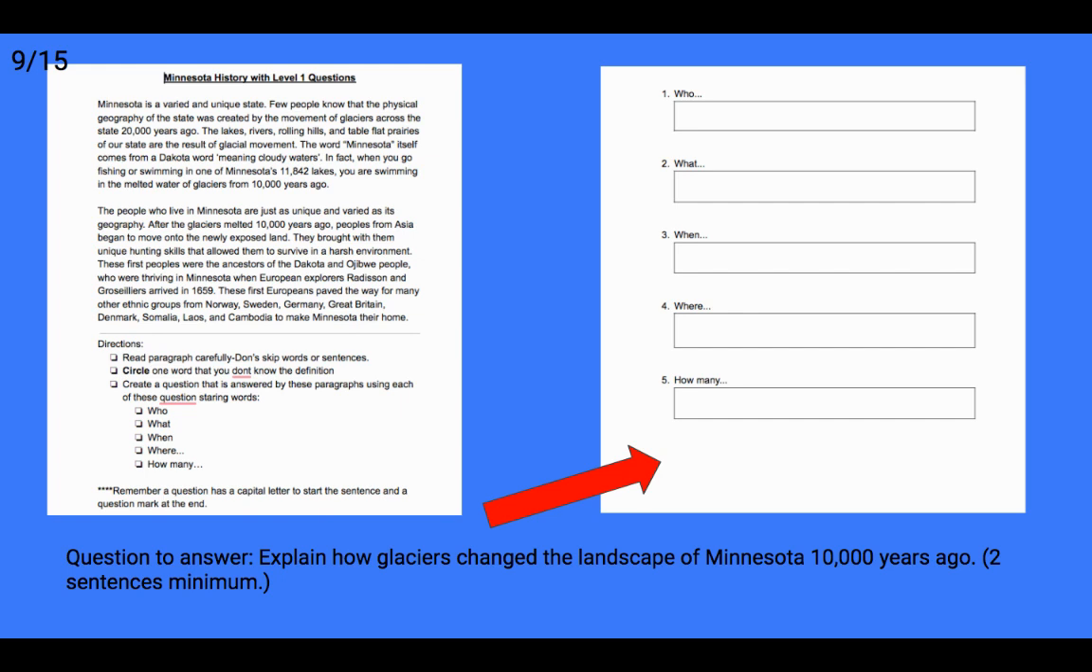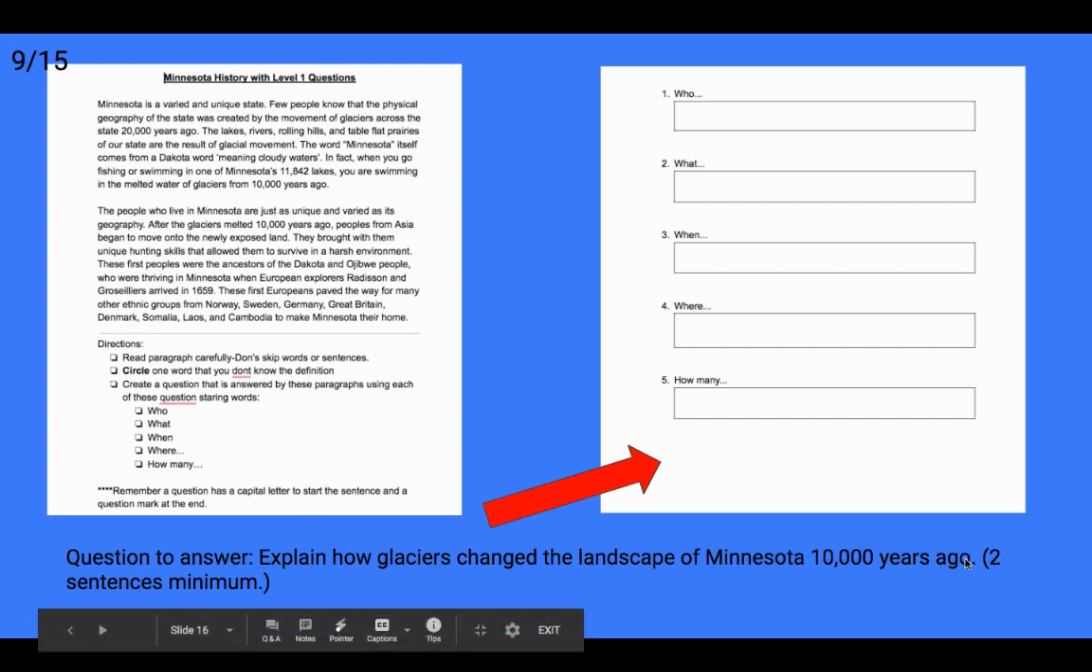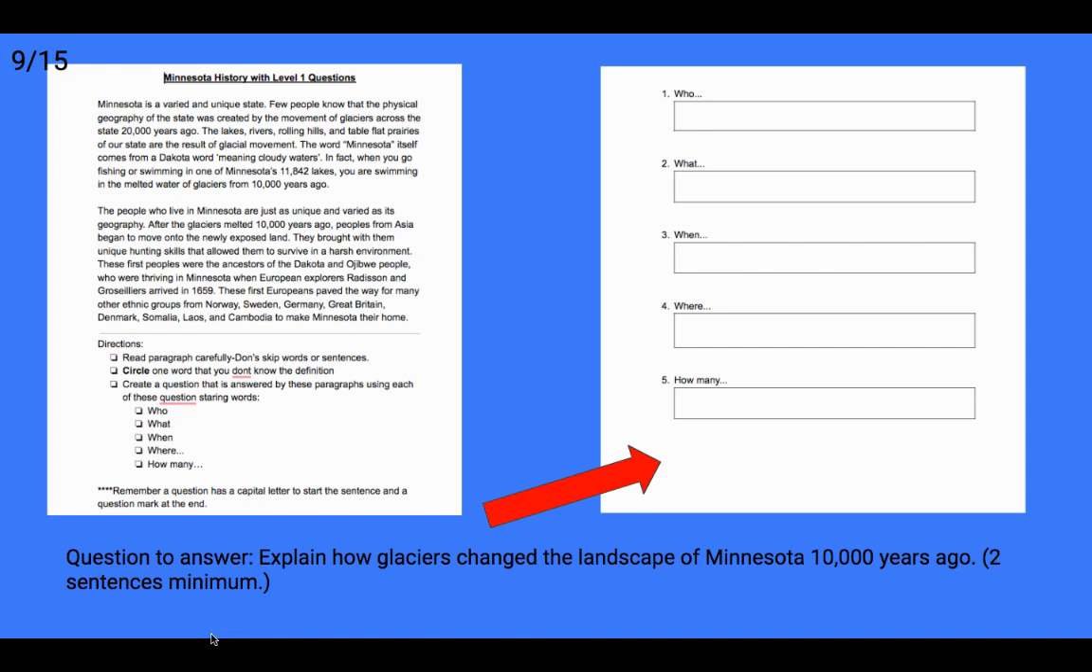I'm not going to give you the answers. I want to see what you produce. So 2 sentences minimum. 2 complete sentences minimum. And use the RAD method to get yourself started. So you go ahead and do that.